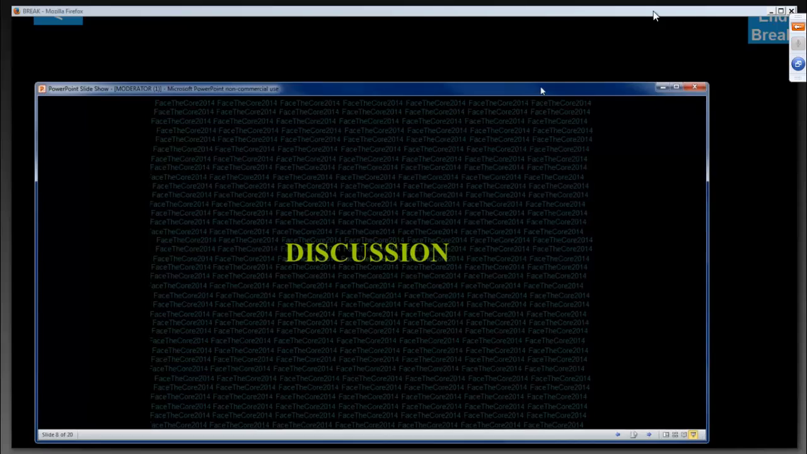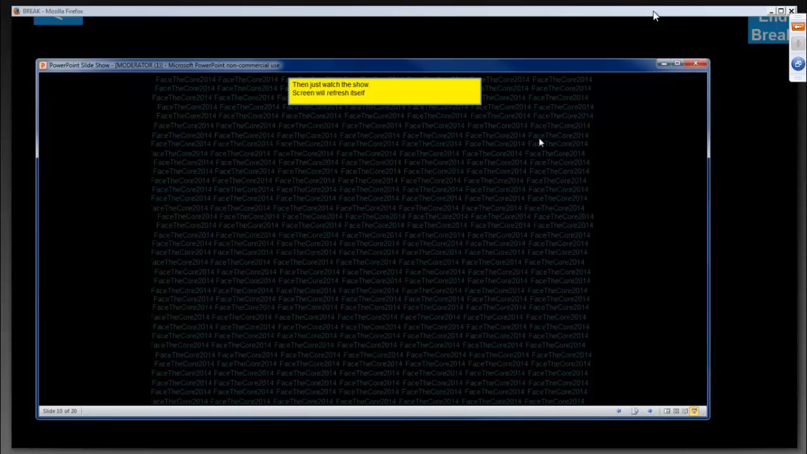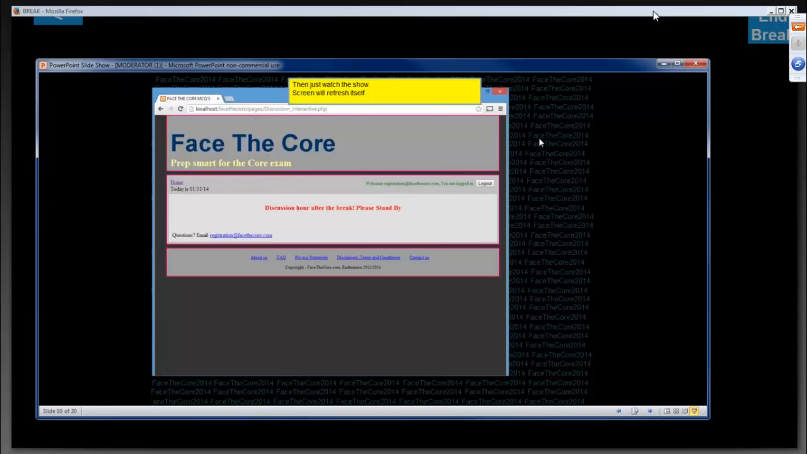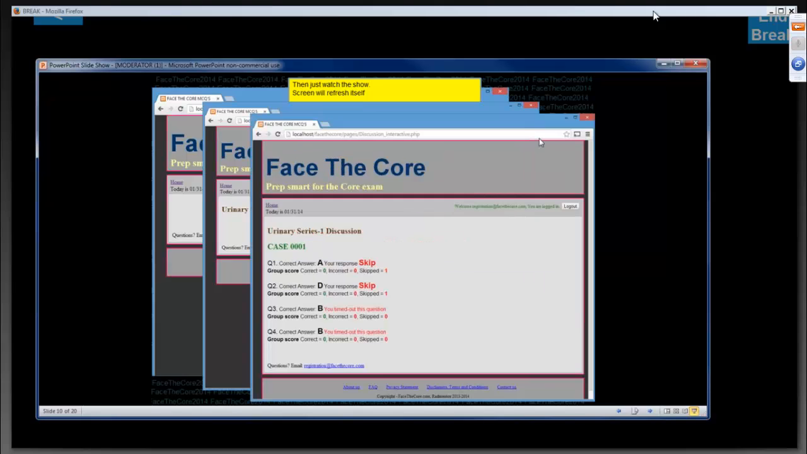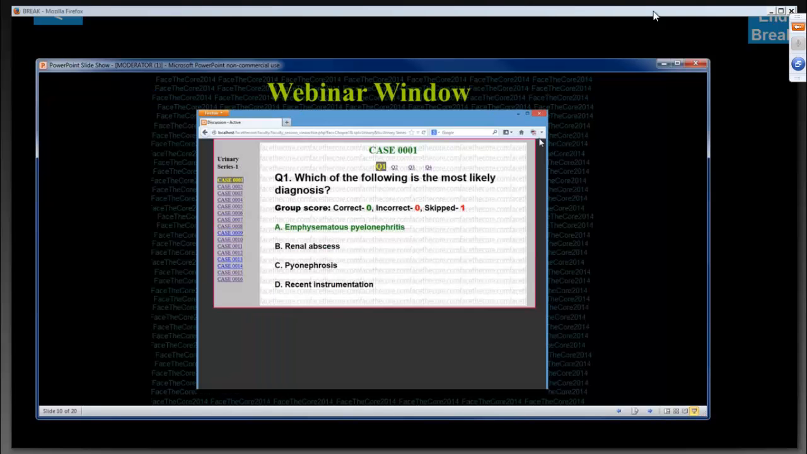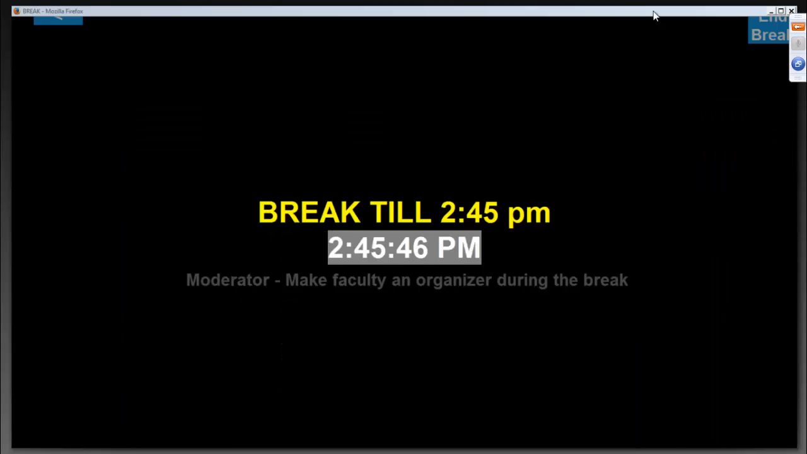Before we begin our discussion, we will go ahead and make sure we're all on the same page. So if you will find your Face the Core page and you have a purple link, go to the discussion. If you open that, you find that both your multiple choice questions, answers, and your performance will be shown. You will see the green answers are the correct answers, and you will also see the group performance. Before we start our discussion, let me set all the links up.